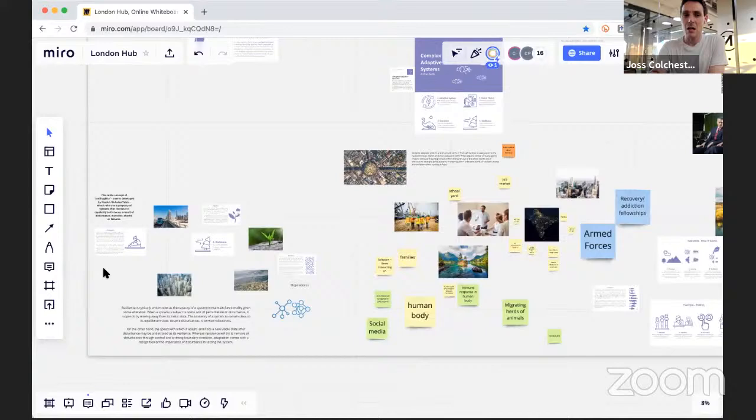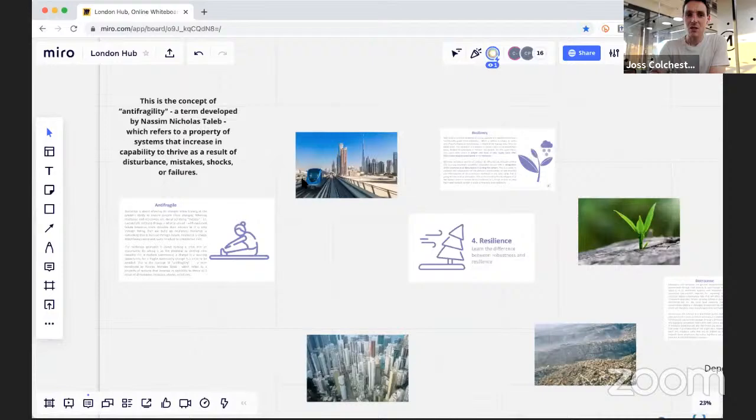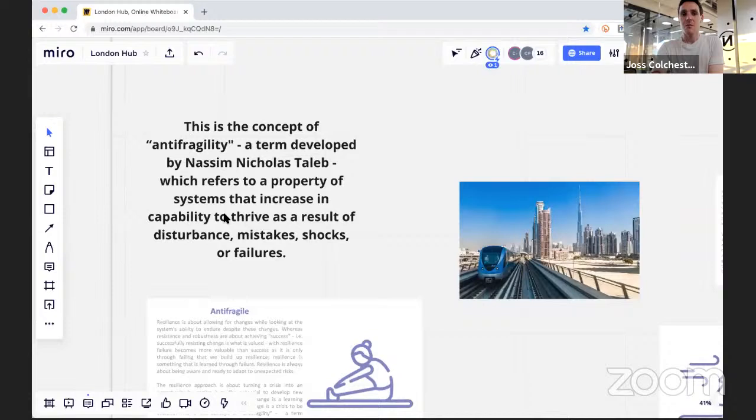There's this idea of anti-fragility. Maybe you've heard of it. It's a book written by Nassim Taleb recently. It refers to the property of systems that increase in capability to thrive as a result of disturbance, mistakes, shocks, or failures. So it's not something we're used to.